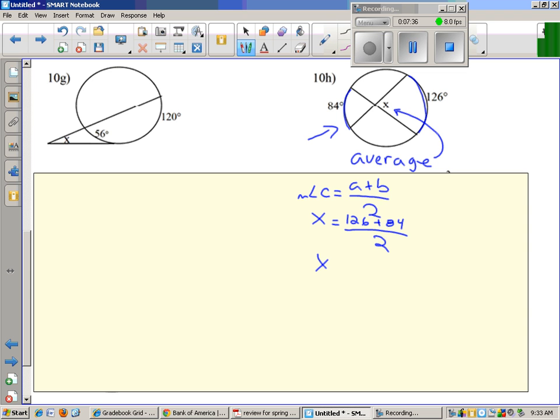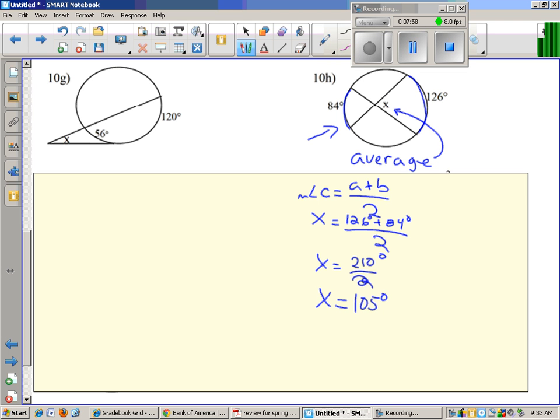And we're going to use 126 plus 84 for A and B divided by 2. Add those together, 126 plus 4 is 130, plus 80 is 210, divided by 2 degrees. I didn't put my degrees in there. 210 divided by 2 degrees, so x is equal to 105 degrees.